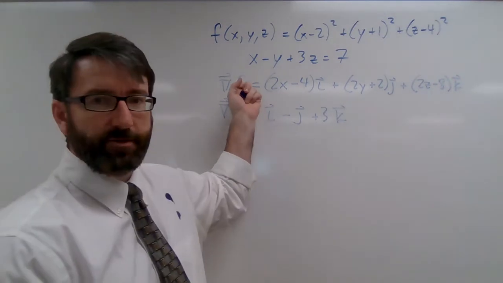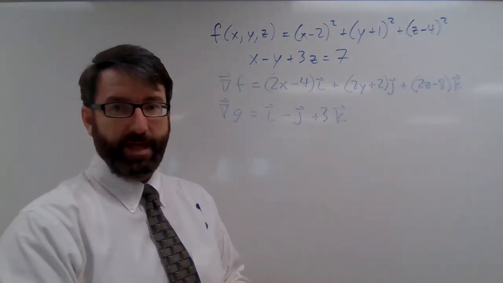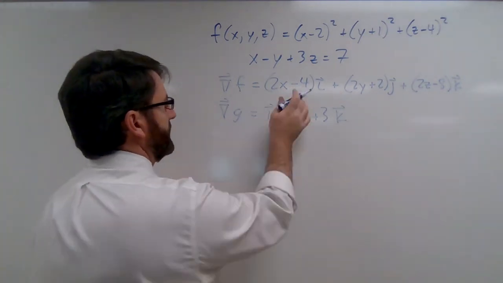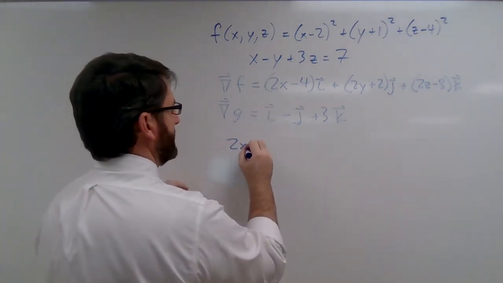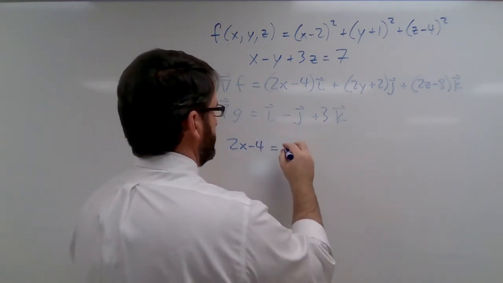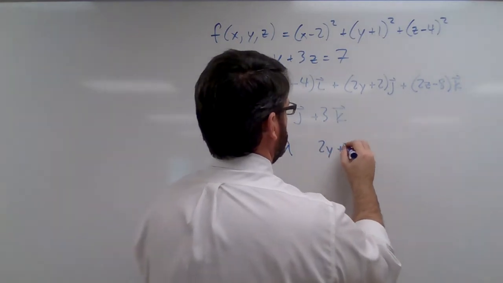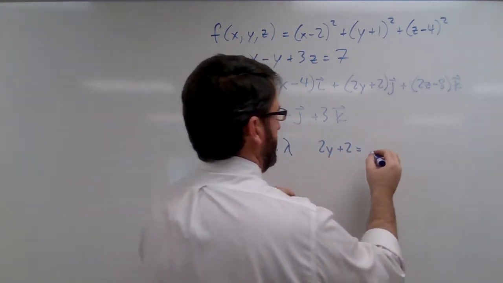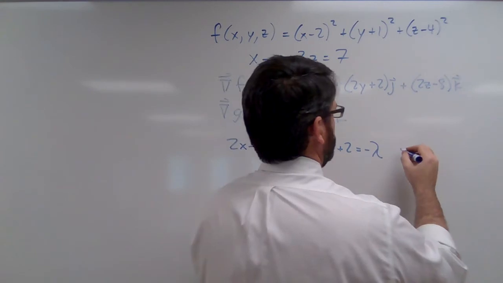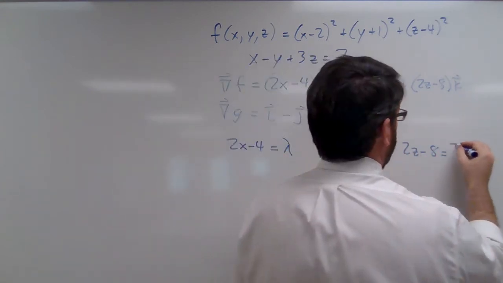Now we know that the gradient of f is equal to the gradient of g times some lambda. So 2x minus 4 is going to be equal to 1 times lambda. And then 2y plus 2 is going to be equal to negative lambda. And 2z minus 8 is going to be equal to 3 lambda.